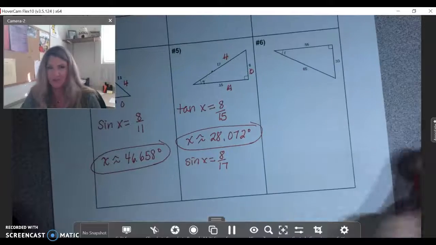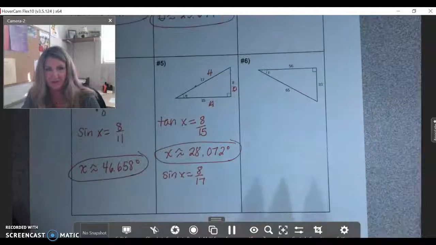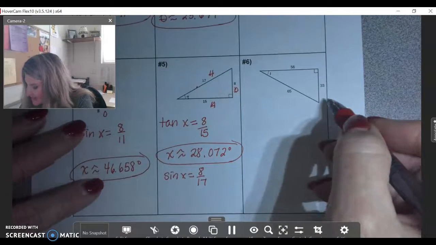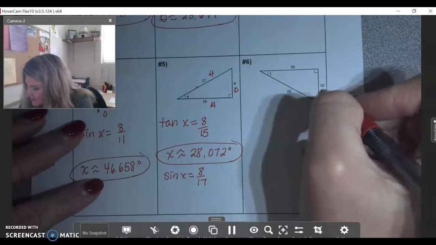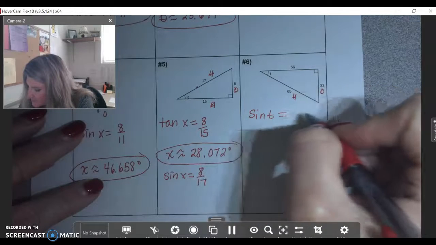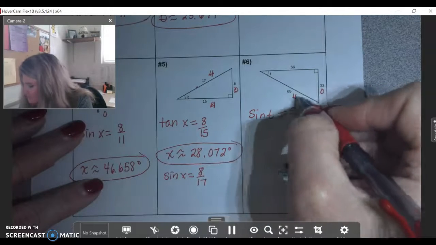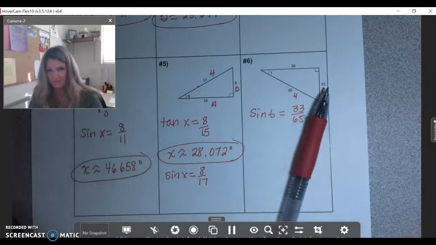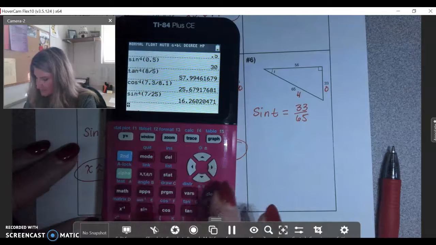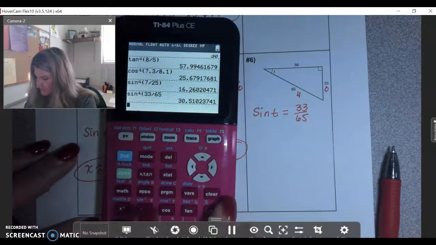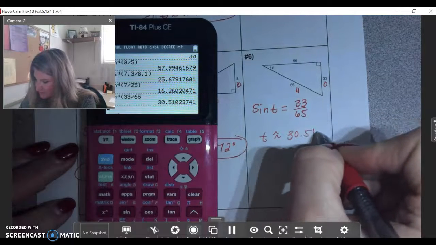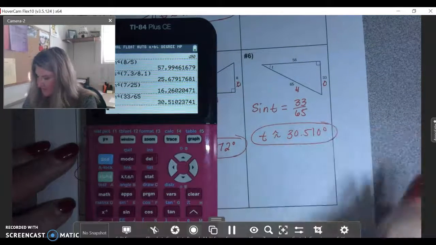Okay? Why don't you try this last one on your own? Pause the video. See if you can do it on your own. Pause and then come back. All right, let's see. I'm going to use sine. I'm going to use a calculator too. You may have used Desmos, but I get 30.510 degrees. Okay, hopefully you got that.